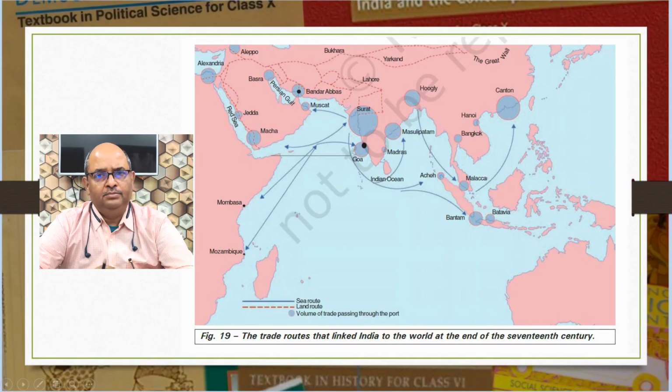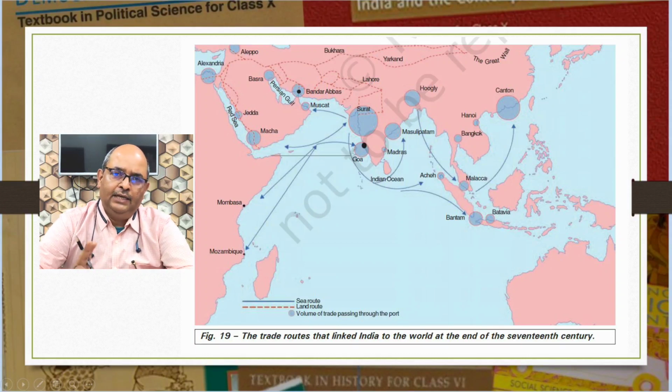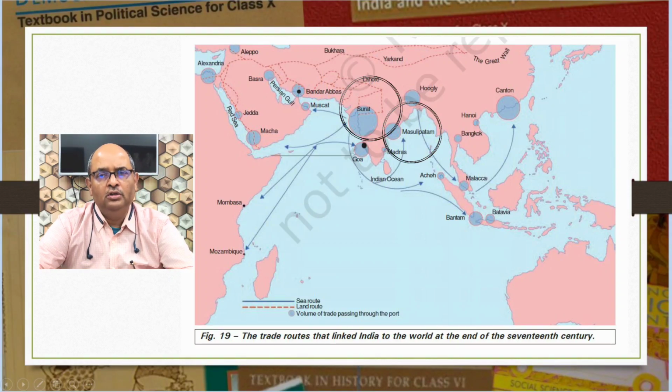You can see this map for better understanding. It shows the trade routes that linked India to the world at the end of the 17th century. See the dotted lines used to show the land route we were referring to now. There were also a number of ports from which brisk trade was carried on. Important among them were Surat, Masulipatam, also called Masulipatnam or Machilipatnam, and Hooghly.